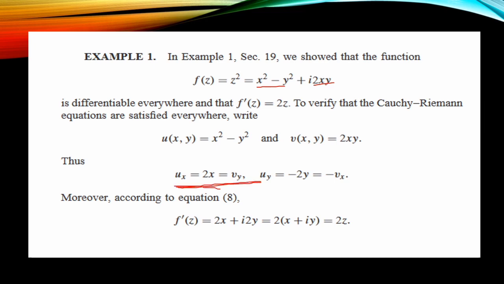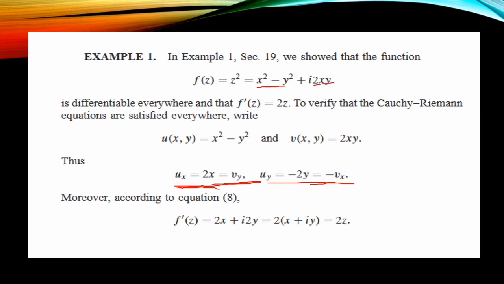In the same way, when we differentiate u with respect to y, ∂u/∂y, we get minus 2y. When we differentiate v with respect to x, ∂v/∂x, we get 2y. So the situation is similar, we get a similar result, and the Cauchy-Riemann equations are satisfied.